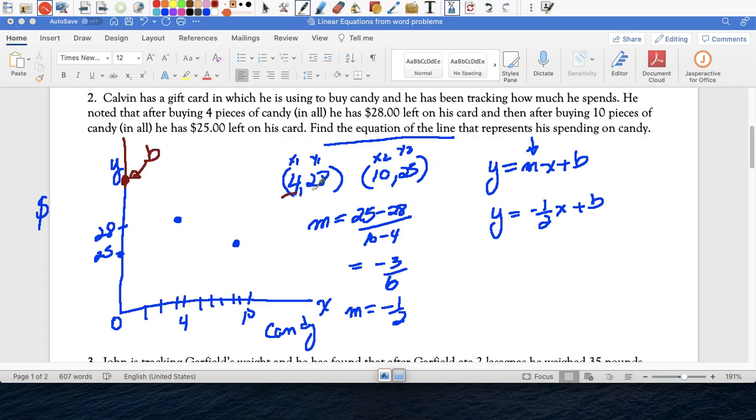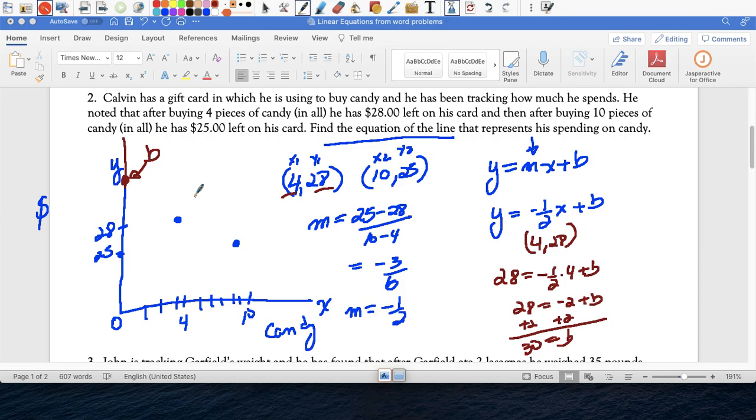Well, pick a point, 4, 28, 10, and 25, whichever one you want. Let's just use 4 and 28. Let's substitute, we get 28 equals negative half of 4 plus b. 28, half of 4 is 2, or negative 2 plus b. We're going to add 2 to both sides, and b equals 30. So my y-intercept is 30.